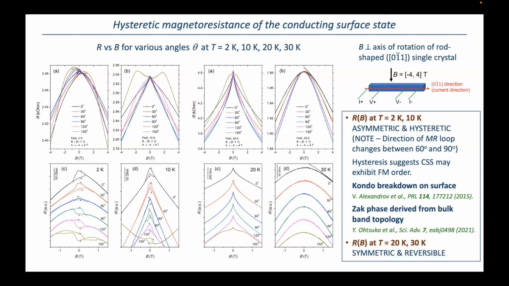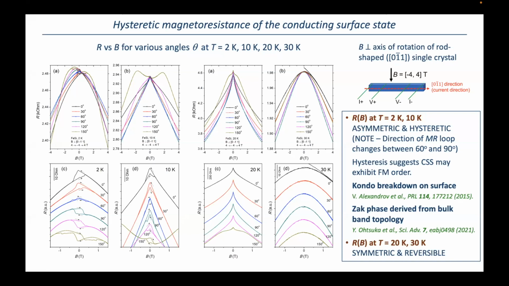The magnetoresistance loop changes sign between 60 and 90 degrees. The hysteresis suggests that one may have ferromagnetic order occurring in the surface state. There are some possibilities that come to mind: Kondo breakdown on the surface, or there's an experimental and theoretical paper by Atsuka and co-workers where they've looked at some thin films, and they propose that there's a Zak phase derived from bulk band topology that's responsible for what they see. I'll come back to that in a moment.